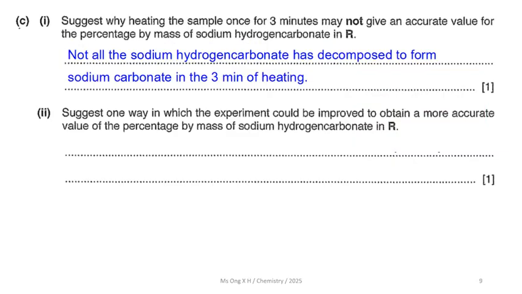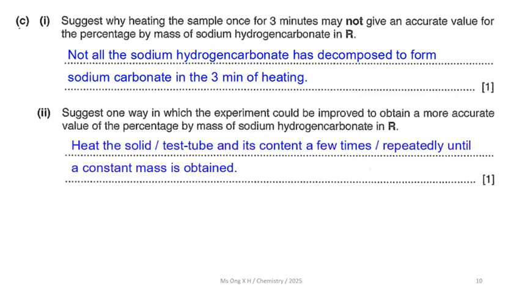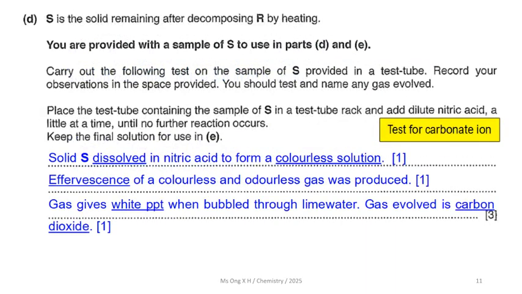Next, suggest why heating the sample once for 3 minutes may not give an accurate value. This is because not all sodium hydrogencarbonate in R is decomposed to form sodium carbonate in 3 minutes of heating. Time may be too short. Then, suggest a way to improve and obtain a more accurate value. I suggest to heat the solid repeatedly until a constant mass is obtained. When all sodium hydrogencarbonate decompose to sodium carbonate, which is heat stable, then there should not be any further loss of mass.